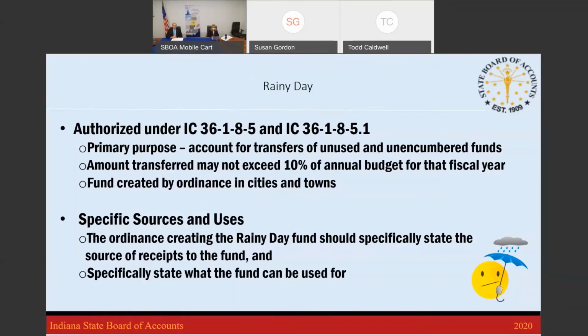Some of these others that we've talked about before, these other funds, they have statutory uses, very specific in them. The rainy day fund does not. It allows you to create the fund and it says you can move money into it, but it doesn't go into what specifically you can use it for. So that's where we rely on the ordinance to say what your entity wants to use rainy day money for.